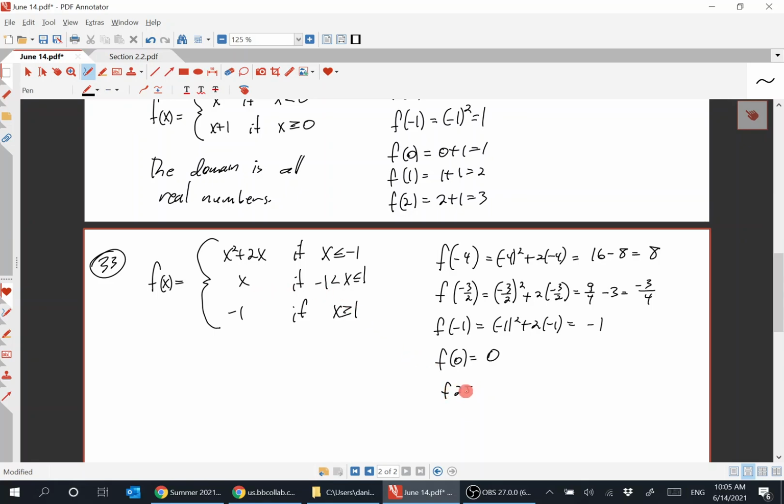And then f of 25. 25 uses the bottom piece. And the value of the function f is always -1 for x bigger than or equal to 1. Okay, so those are piecewise defined functions. We'll do a little bit more with them in the next couple sections.